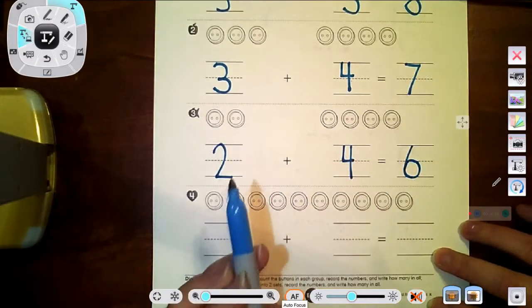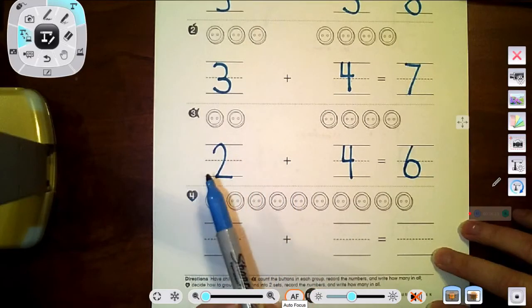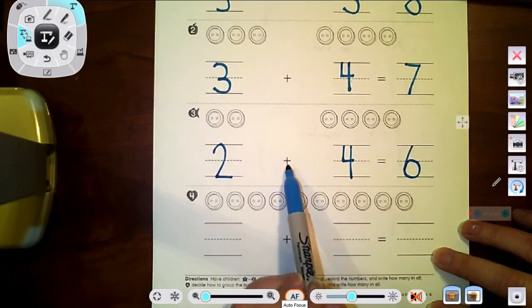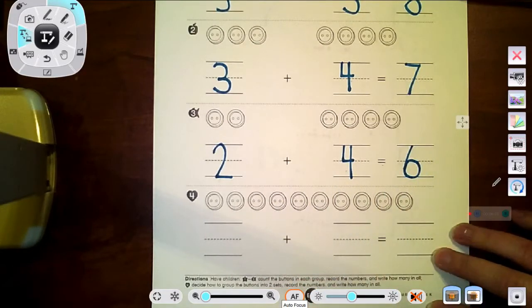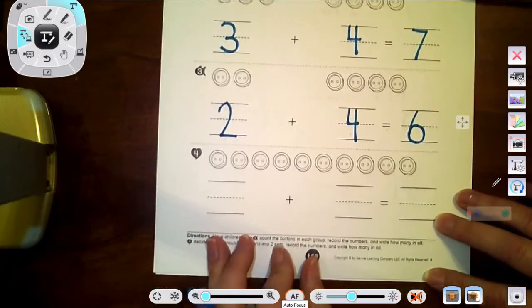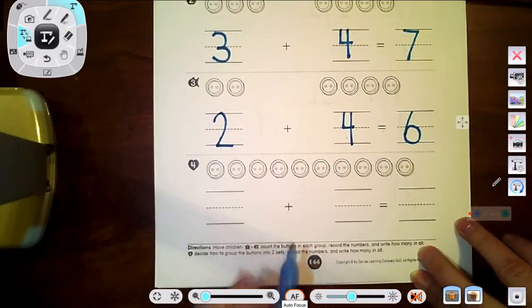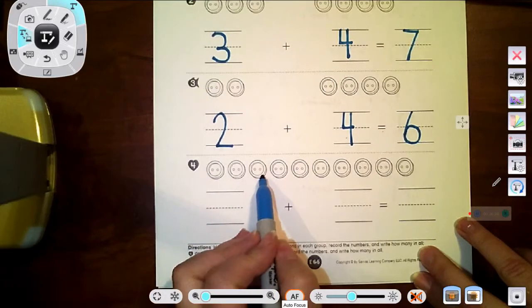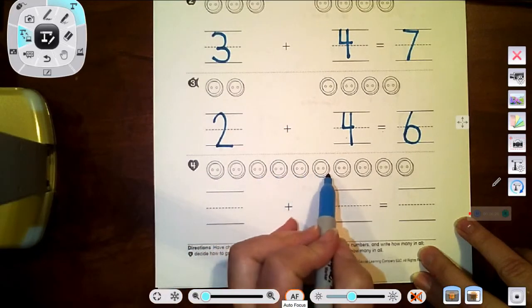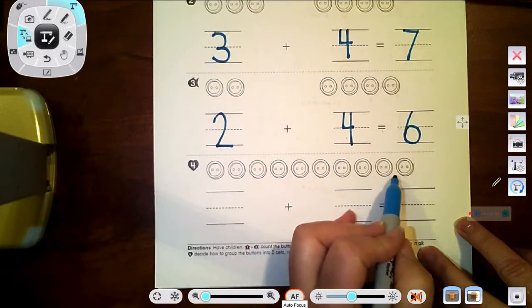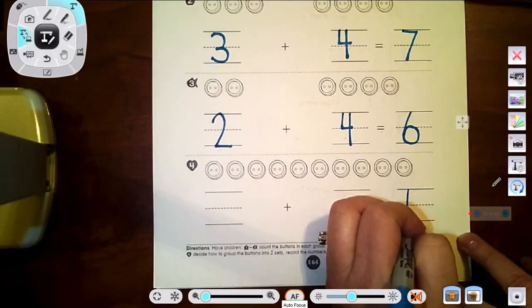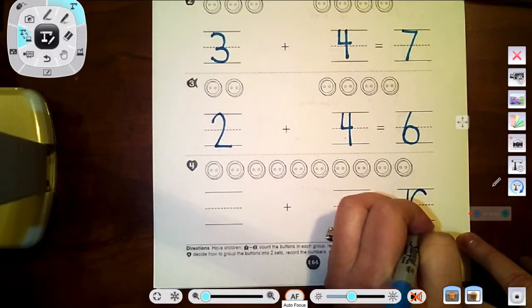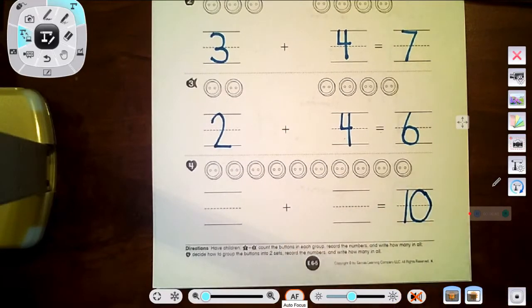Read this addition sentence with me, nice and loud. 2 plus 4 equals 6. Good job. Now down here we have 1, 2, 3, 4, 5, 6, 7, 8, 9, 10 in all. 10 goes in our total because that's how many it is when we put both groups together.